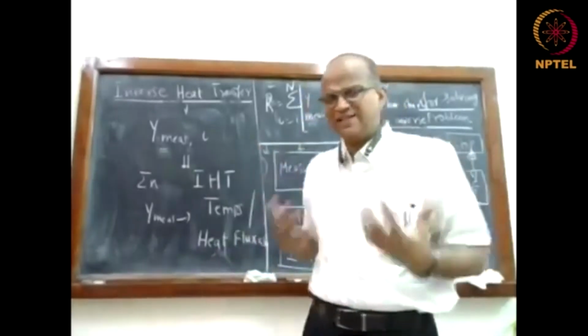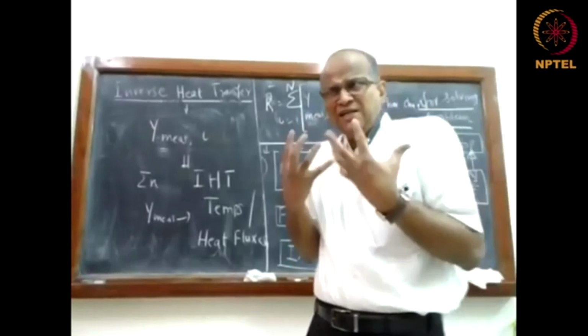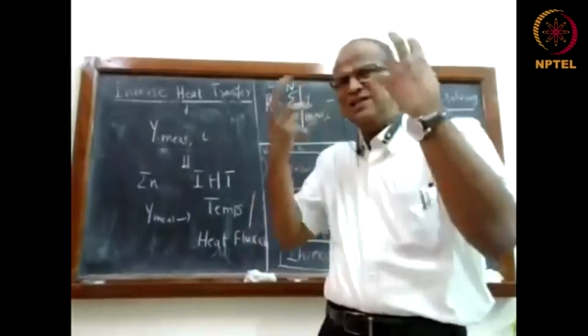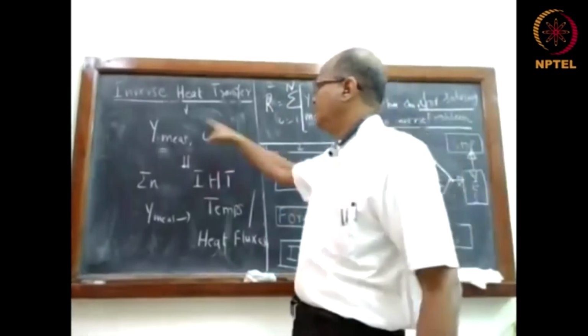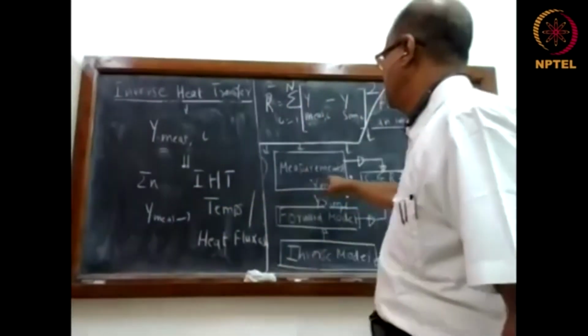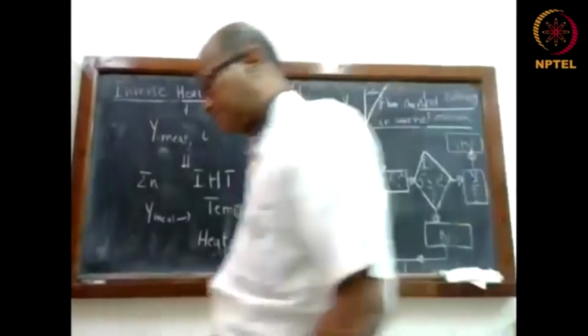We know we can easily get an idea of temperature. It's an easily measurable quantity, and people can easily comprehend what temperature is. Heat flux is a little more difficult. Okay. So in inverse heat transfer, this is the measurement. So you have a set of measurements.